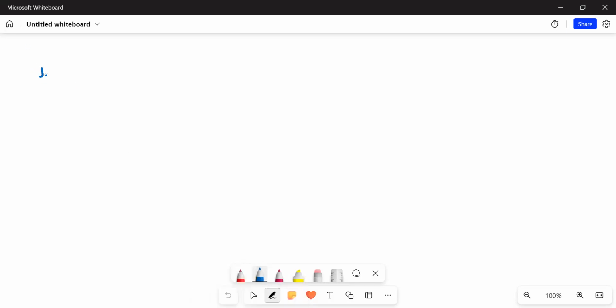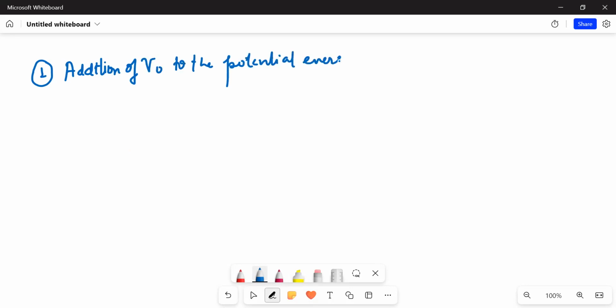So the first point I want to discuss today is what impact the addition of V naught creates on the form of the wave function. In classical mechanics, as you're aware, if we want to solve a problem using energy conservation and shift the potential energy by some reference, the overall formulation does not change. That does not have to be the case in quantum mechanics.